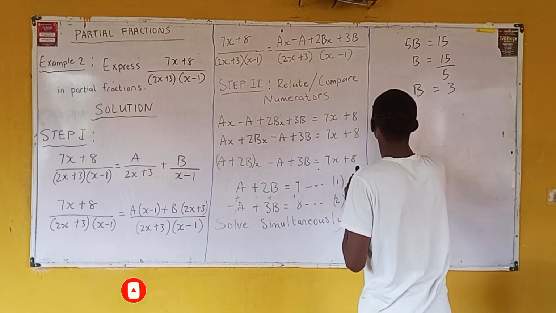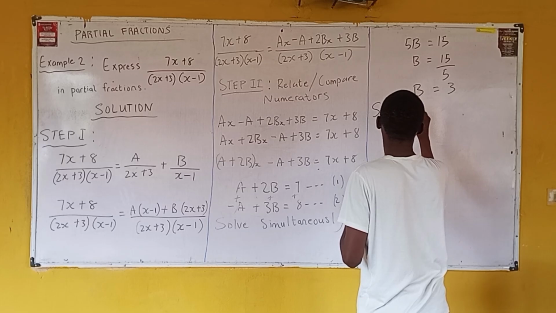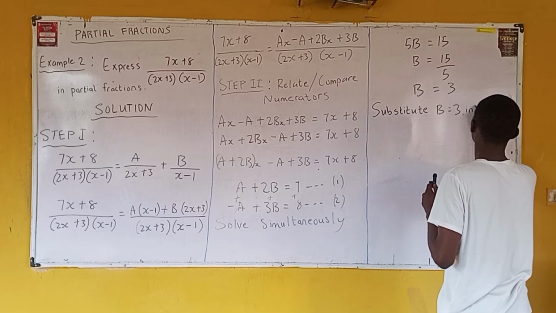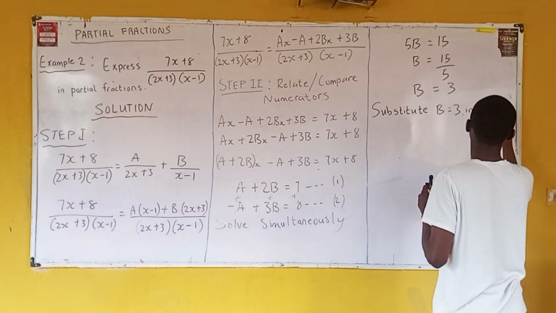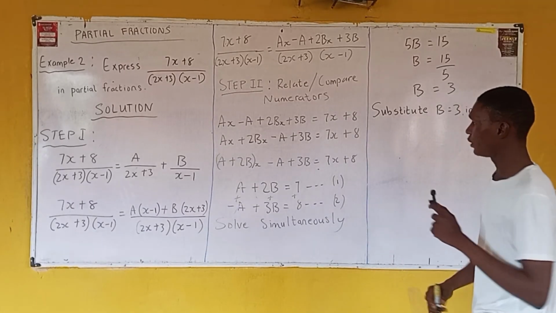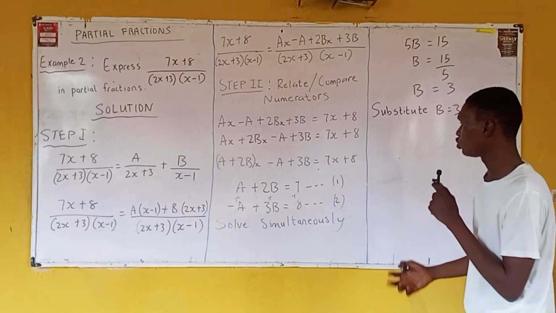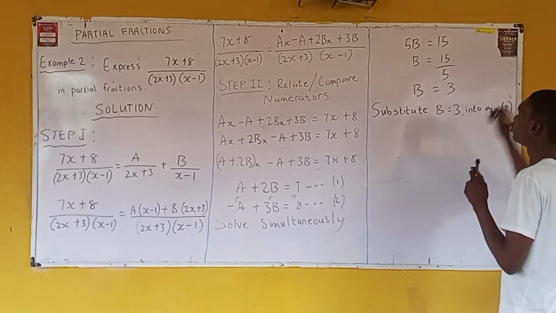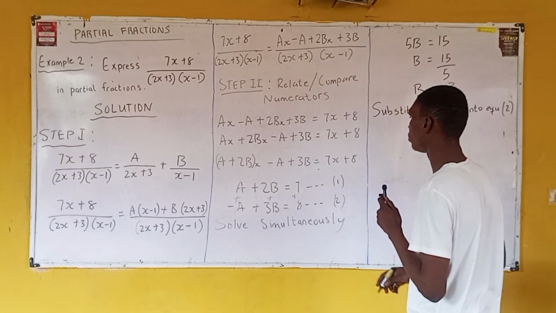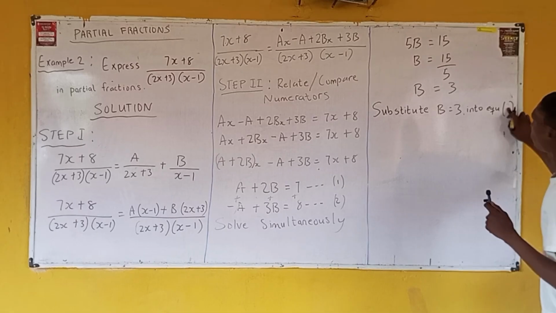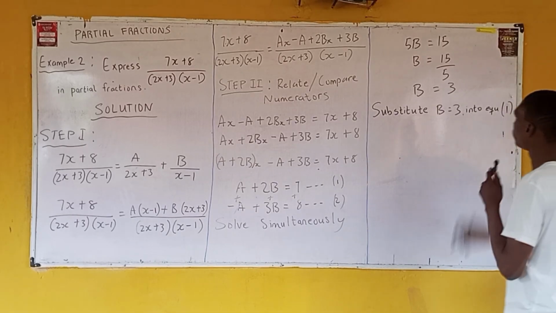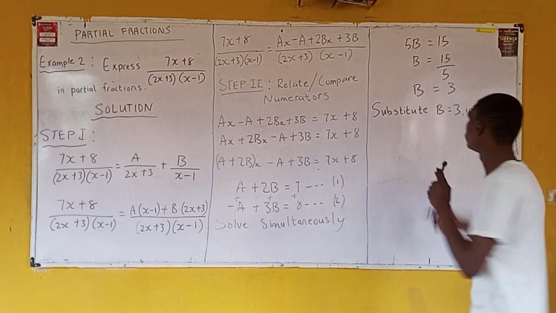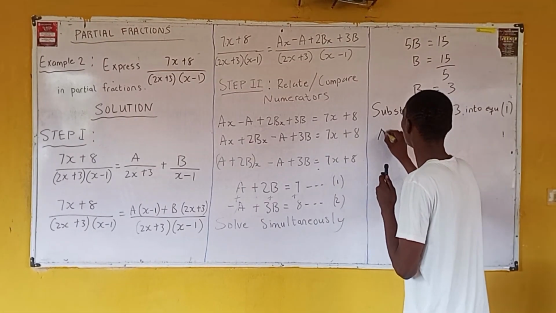Alright? So we can simply substitute b is equals to 3 into an equation. Let's substitute it into equation 2. Let's use equation 2. Alright. So, okay, let's use equation 1, since that one does not have minus. Let's just substitute b is equals to 3 into equation 1.